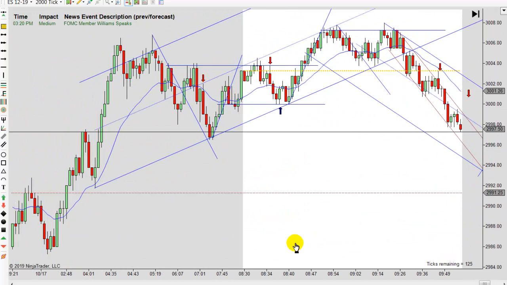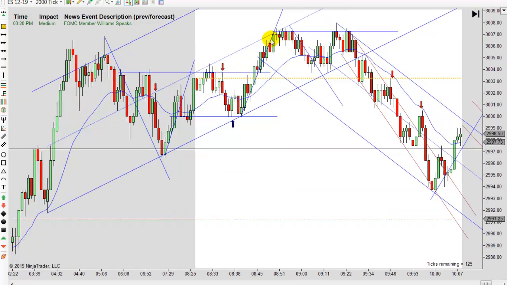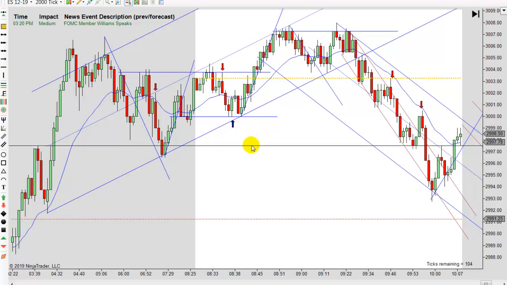Early on, like we were going to have a two-tiered channel, and I know one guy texted me here. He tried to get short, I think, right here. He thought it was a failed second entry long. Hopefully, if you see my chart, you see why that wasn't a very good idea.